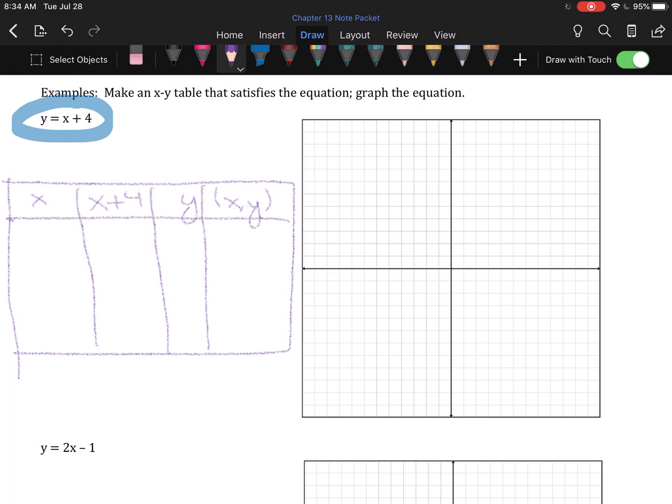And our last column is going to be X comma Y, the ordered pair, just so we can see them cleanly. Now, for now, your XY table needs to have 5 values in it for X: 2 negative numbers, 0, and 2 positive numbers. I'm going to use the smallest numbers I possibly can. That would be -2, -1, 0, 1, and 2.